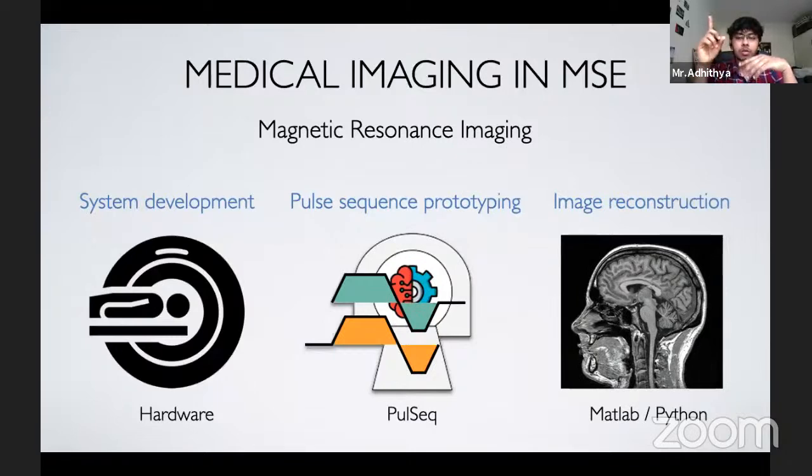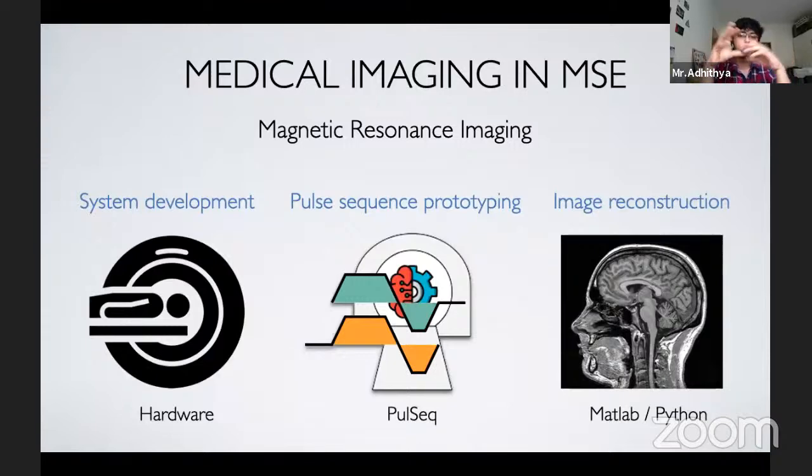And these spins, when you turn off the RF pulse, actually come back to their original position. So this excitation of spin and returning back to original position produces a signal, and these RF signals are collected by receiver coils, and these signals are further processed to get images. That is the basic principle of how an MR system works.